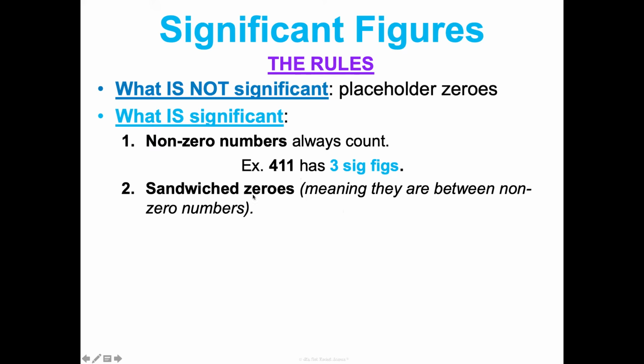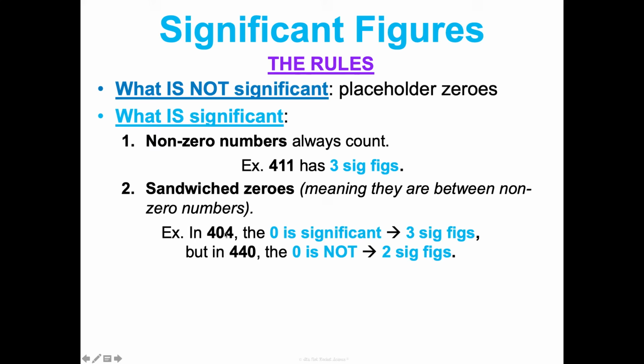Sandwich zeros, meaning they're between non-zero numbers, always count. Okay, so let's look at this. 404. The 0 right here is significant because it's sandwiched. So this is 3 sig figs. That 4, that 0, that 4, they're all significant. 3 sig figs. But a number like 440, this 0 is not significant because it's just a placeholder. That's only there to make sure I know it's 440 and not 44. And so this only has 2 sig figs.